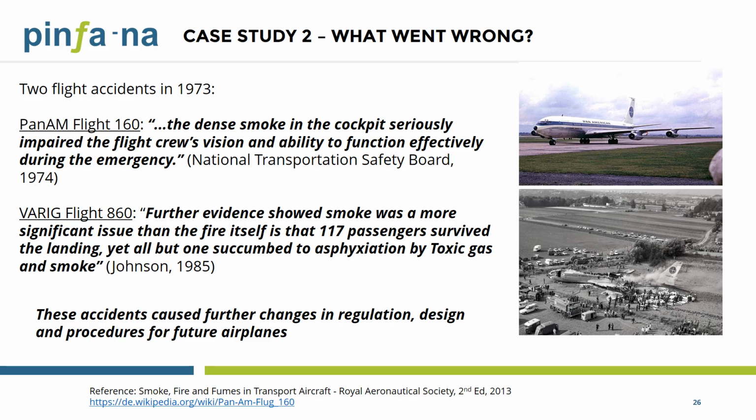Second, the smoke can cause asphyxiation and poison of the passengers, which is a toxicity effect. This happened in the Varig Flight 860 accident, where 117 passengers initially survived the crash landing in a field in an emergency landing attempt, but the majority of them unfortunately died from the toxic gas of the fire and did not have a chance to escape. These two accidents, which happened in 1973, caused further changes in regulations, design, and procedures for Boeing 707 and future airplanes.